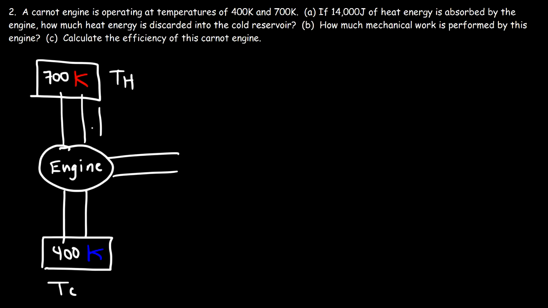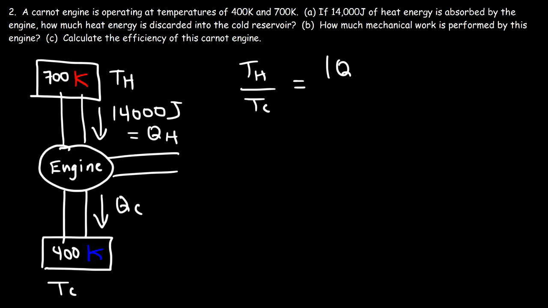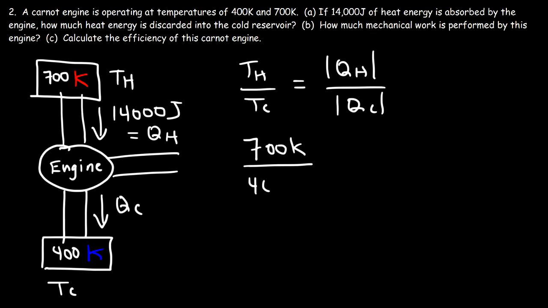We know 14,000 joules of energy is being absorbed from the hot temperature reservoir, so that's equal to QH. Our goal is to calculate QC, how much energy is going into the cold reservoir. The formula that we can use to get this answer is this equation: Th divided by Tc is equal to the absolute value of QH divided by the absolute value of QC. In this example, Th is 700 Kelvin and Tc is 400 Kelvin. QH is 14,000 joules. QC technically is a negative number, but let's get the absolute value of QC for now.